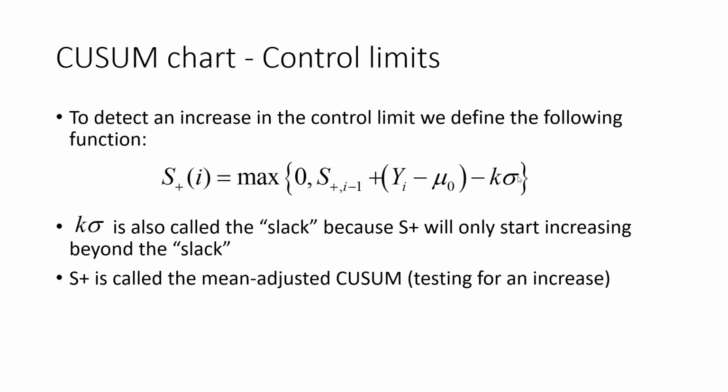This is very similar to what we had before with the regular CUSUM. The difference was, in the regular CUSUM, we didn't have a max here, right? Well, we didn't have a control limit, so we weren't testing for increases or decreases, so we didn't need a maximum. And we had basically this component and this component. We didn't have the slack.